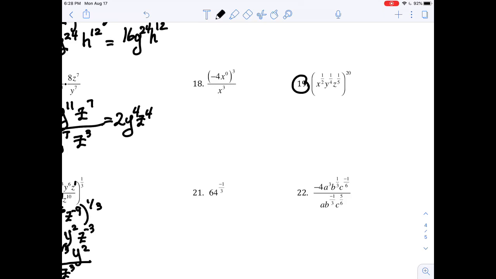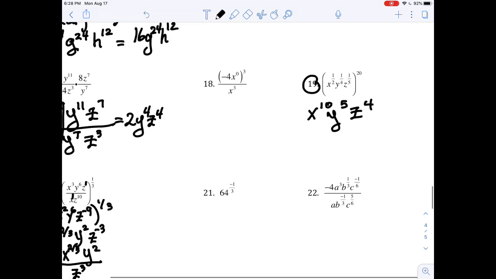Okay, number 19, the answer, power to the power, would be x to the 10, y to the 5th, and z to the 4th. So you're going to multiply those exponents.